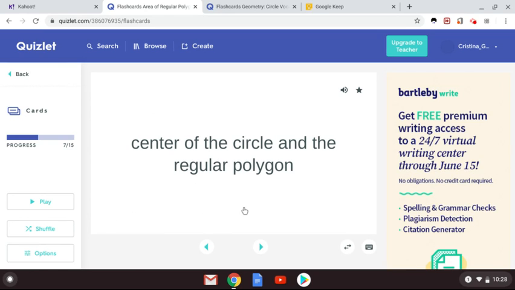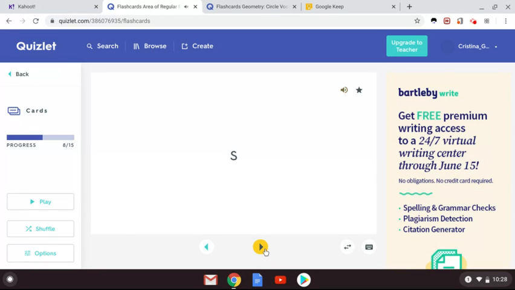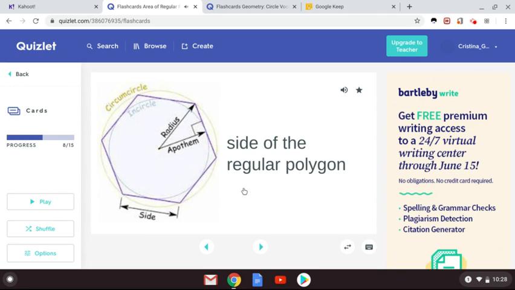Actually, in your textbook, they usually note P as the perimeter. S is the side of the regular polygon. So here in this case, the entire thing is the side. Here we have the apothem, radius, and then everything else.